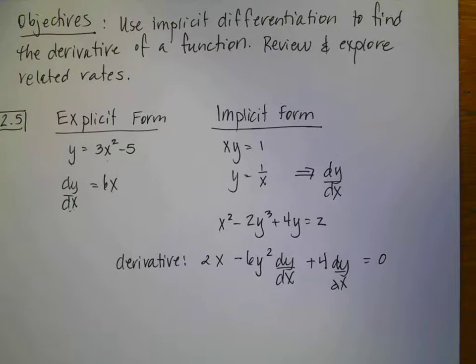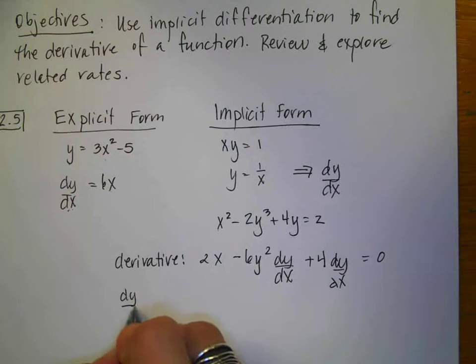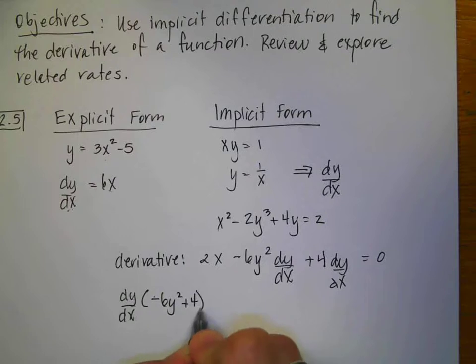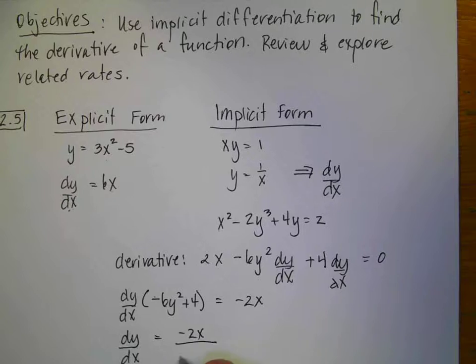So the goal is to solve for dy dx because I want to be able to calculate the slope of the tangent line. So I'm going to isolate and factor out my dy dx's. So I'm going to get dy over dx. When I factor, I'm going to get a negative 6y squared plus 4. I'm going to move the 2x to the other side. The goal is still to solve for dy dx, so I solve by dividing, and I'm going to get a negative 2x divided by a negative 6y squared plus 4.